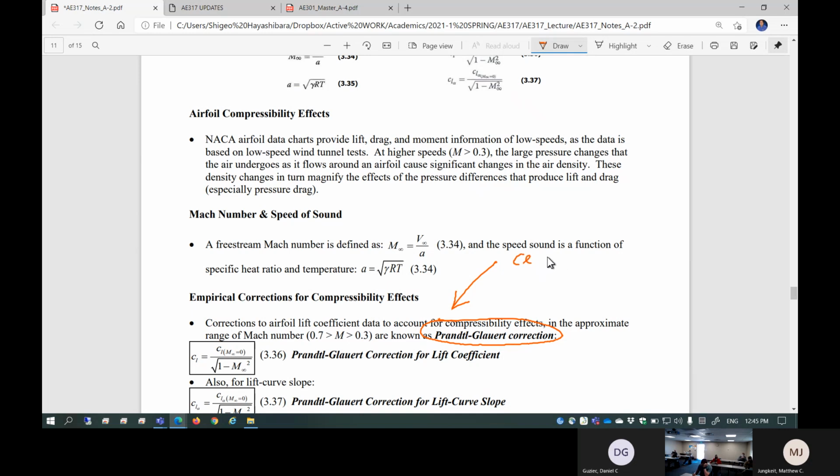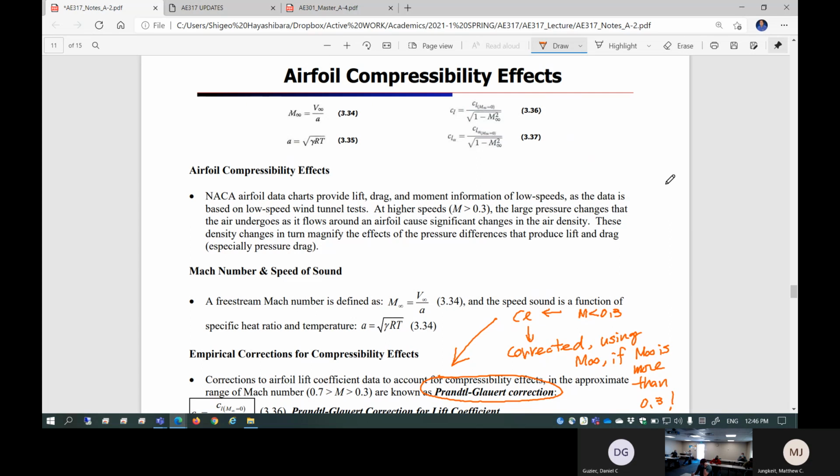So the lift coefficient result is given for less than 0.3 Mach number. This is going to be corrected using Mach number if Mach number is more than 0.3. This is called compressibility correction. So NACA airfoil data, for example, that is at a pretty low Reynolds number. That means it's a less than 0.3 Mach number test anyways. It's a small wind tunnel, low speed. So NACA airfoil data charts provide lift, drag and moment information at low speed, as the data is based on low speed wind tunnel tests.